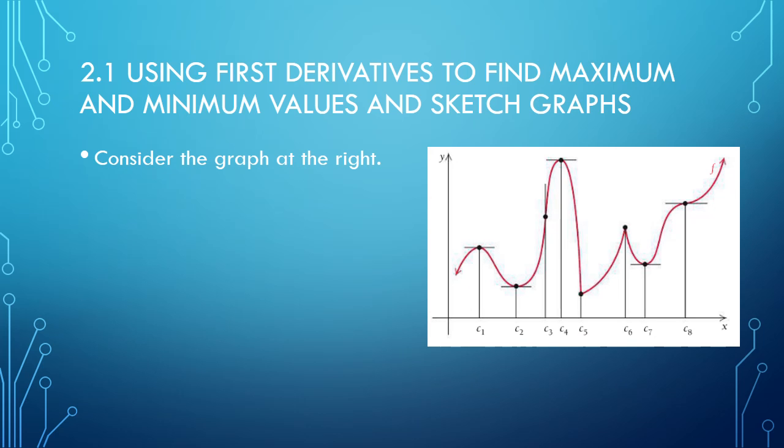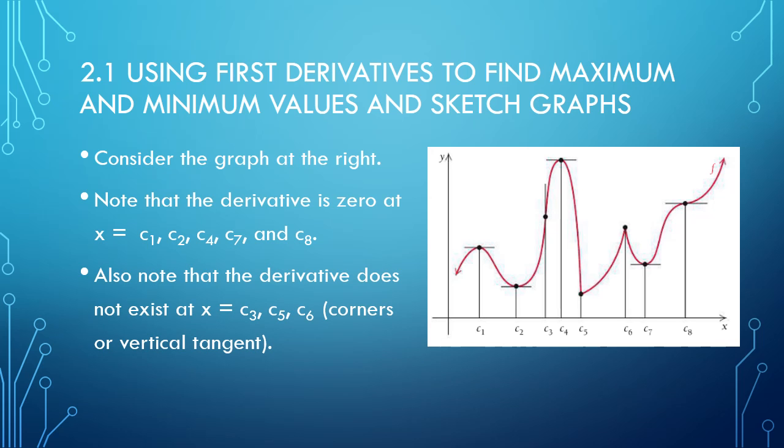So let's look at the graph here. Notice that the derivative is 0 at these points, at c1, c2, c4, c7, and c8. Also note that the derivative doesn't exist at the points I didn't mention: at c3 because it's a vertical tangent. At c5, it's coming off of a vertical tangent, but then it's a corner. And at c6, again, you've got a corner.